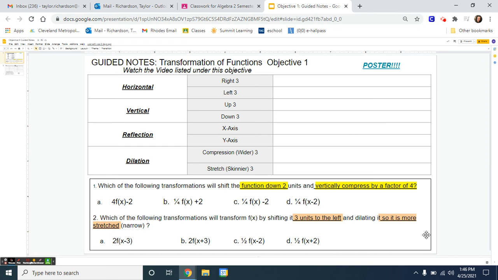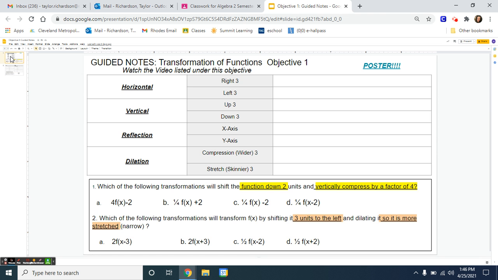Hi everyone, this is the video for the guided notes of the unit called Transformations of Functions, and this is objective 1. So we are going to fill out, it's 2 slides for these notes. We'll go through both slides together, you filling out along with me.